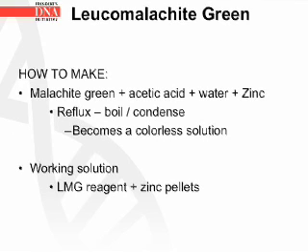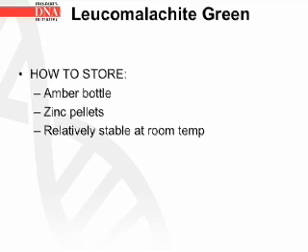Making Leuco-Malachite green. First you have malachite green plus acetic acid plus water plus zinc. You reflux, boil, and allow to condense, and the solution becomes colorless. The working solution is the LMG reagent plus zinc pellets. Leuco-Malachite green is stored in an amber bottle with zinc pellets, and it is relatively stable at room temperature.